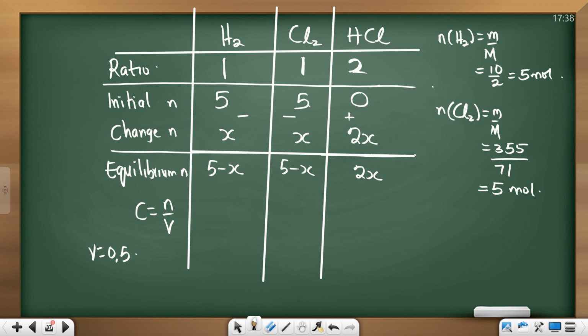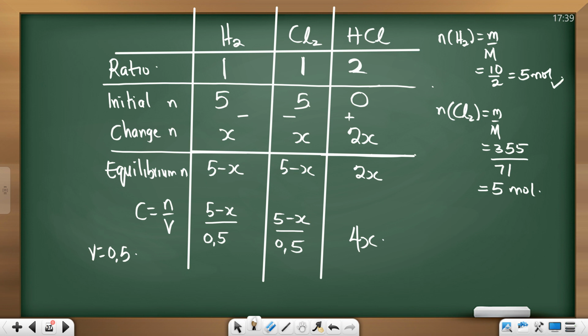I hope it's making sense. Now, this is 5 minus X over 0,5, 5 minus X. I'm actually going to finish this question. And this is 2X over 0,5. I'm sure we can divide 2 by 0,5. We can get an answer. That is 4. Confirm for me. 4X. Yes, 4X.